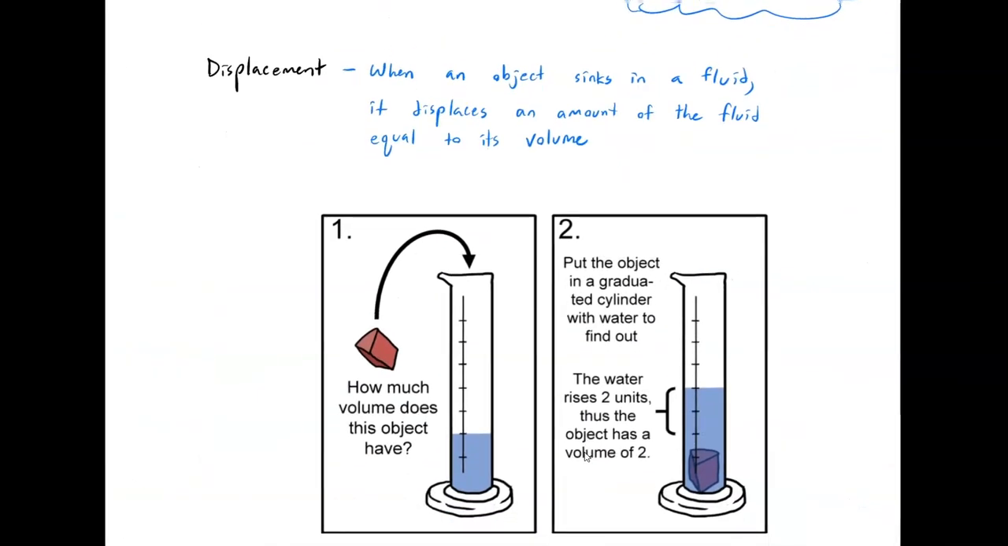Displacement we already talked about, but again, the idea is when you submerge something, how much volume does this weird piece of brick have? You put it in the water, and then you just check, oh, we went up 2 units, whatever the units are. The volume of this space of water that got displaced, whether 2 centimeters cubed, 2 milliliters, 2 whatevers, then the volume of that rock is 2 of whatever the units are. Okay, now let's do some problems.